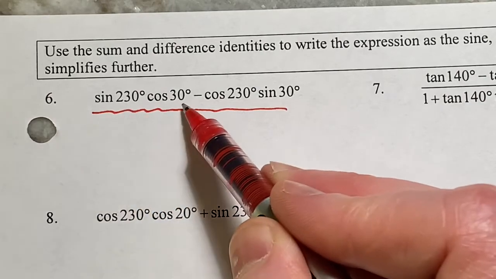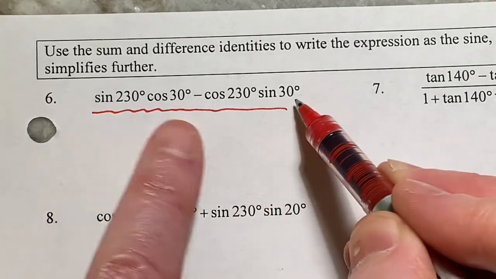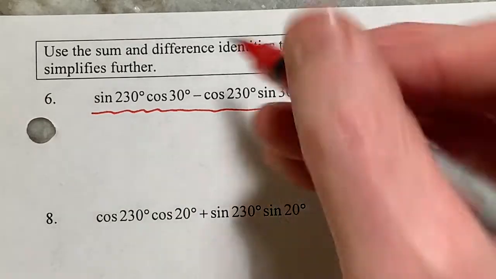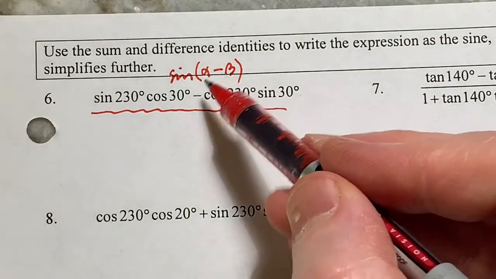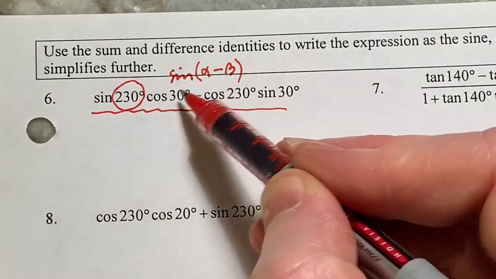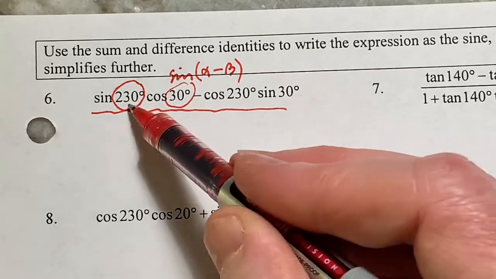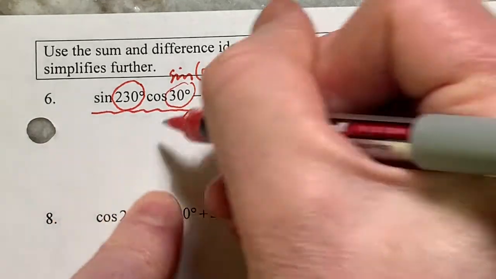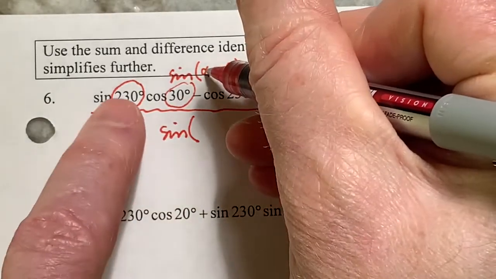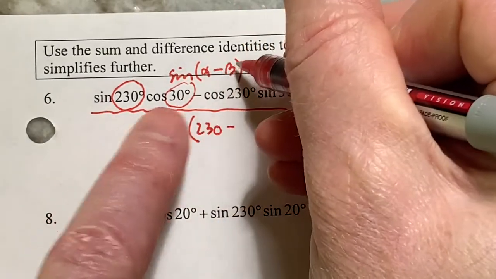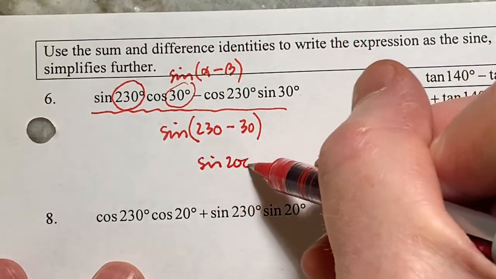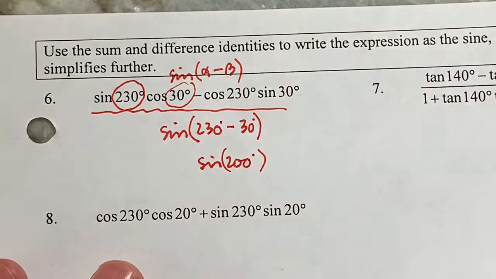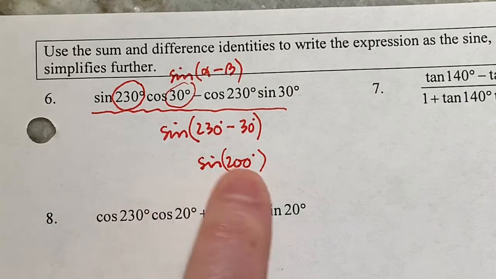So, do you recognize this identity? Sine of one angle, cosine of the other. Cosine of that first angle, sine of the other, with a minus. To me, that looks like a sine of alpha minus beta identity. And the alpha would be the first angle, and that would be the second. See how those two, first, second. So I'm going to write this as the sine of the 230 minus the 30, which simplifies to sine of 200 degrees. Right? And the question was, use these sum and difference identities to write the expression as the sine of an angle. Well, I did that.